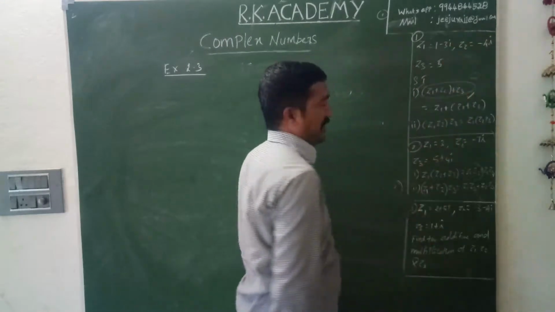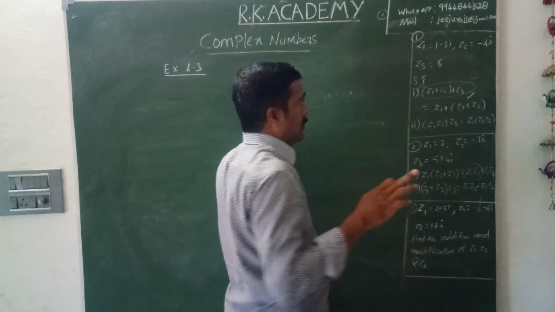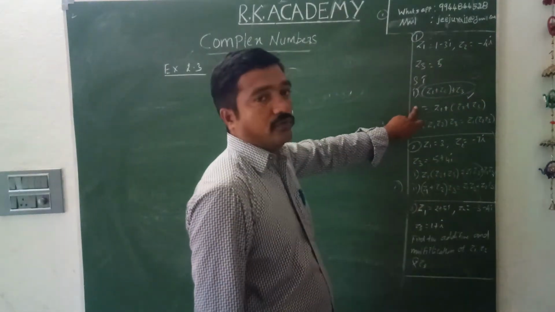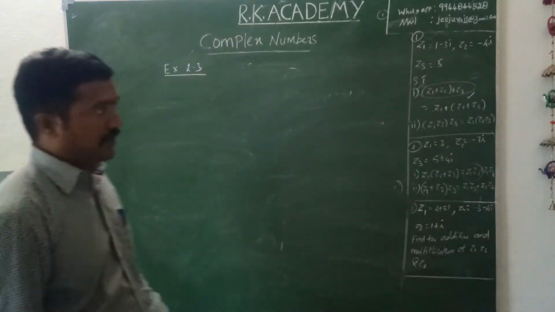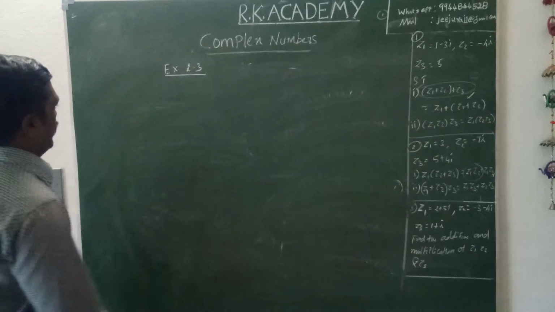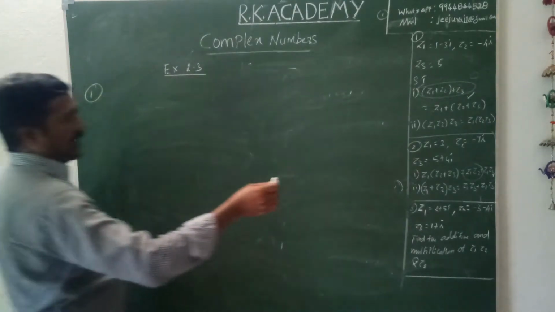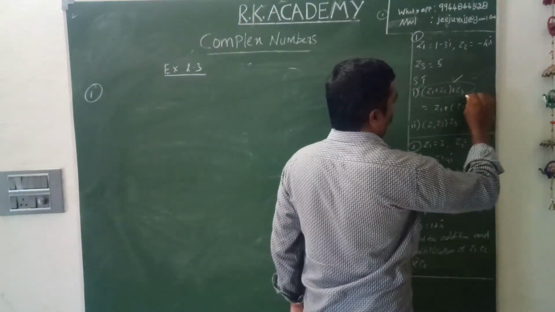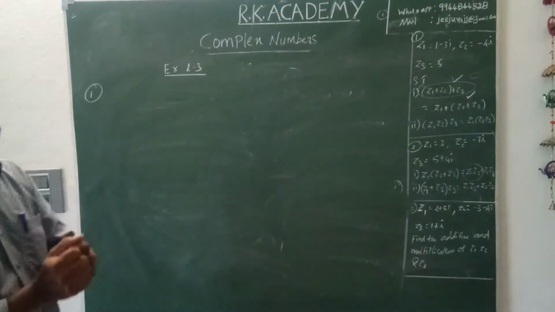Three complex numbers are given, Z1, Z2, Z3. Now we are checking the associative property of addition. Okay, now listen. What will happen? Very first, you take the LHS and expand, and you take the RHS and expand. We are going to check whether both are equal or not.